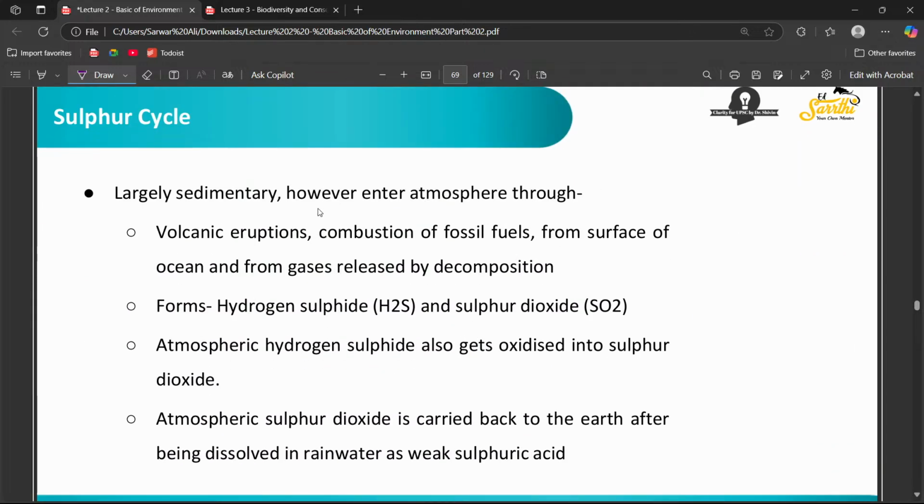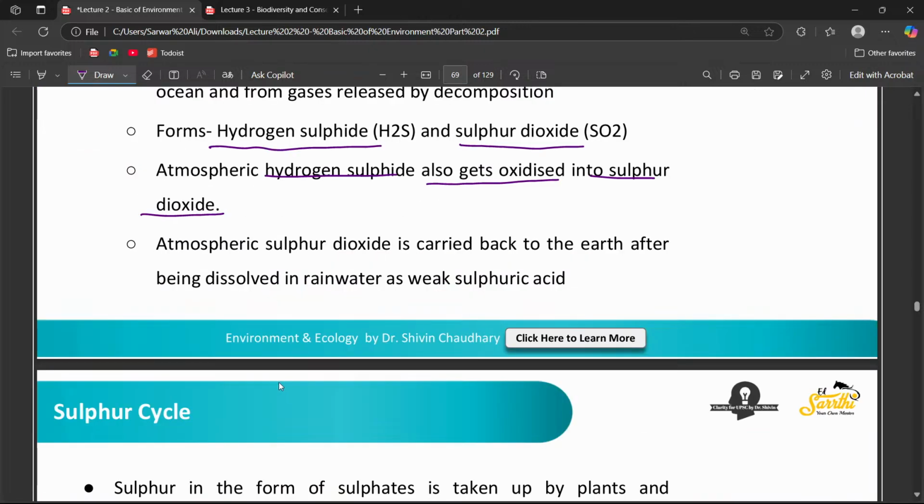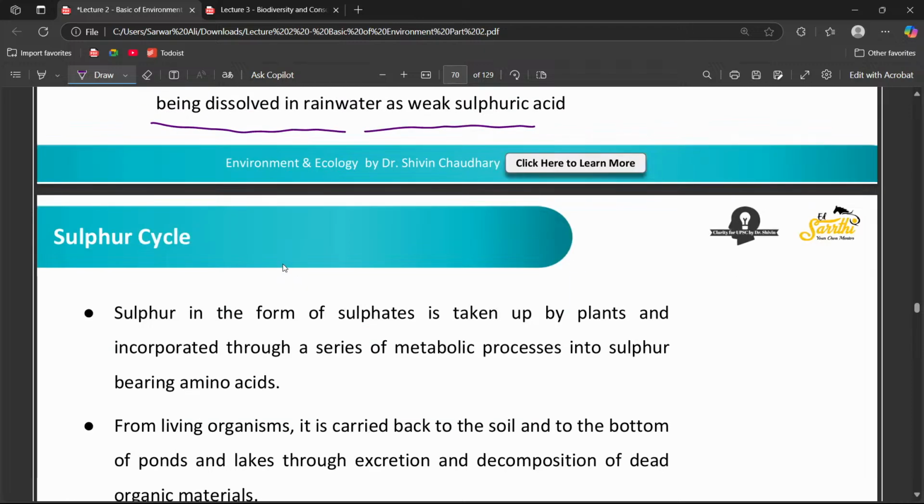Sulfur from sedimentary rocks, however, enters the atmosphere through volcanic eruptions, combustion of fossil fuel, from the surface of oceans, and from gases released by decomposition, forming hydrogen sulfide and sulfur dioxide. Atmospheric hydrogen sulfide also gets oxidized into sulfur dioxide. Atmospheric sulfur dioxide is carried to the earth after being dissolved in rainwater as weak sulfuric acid.